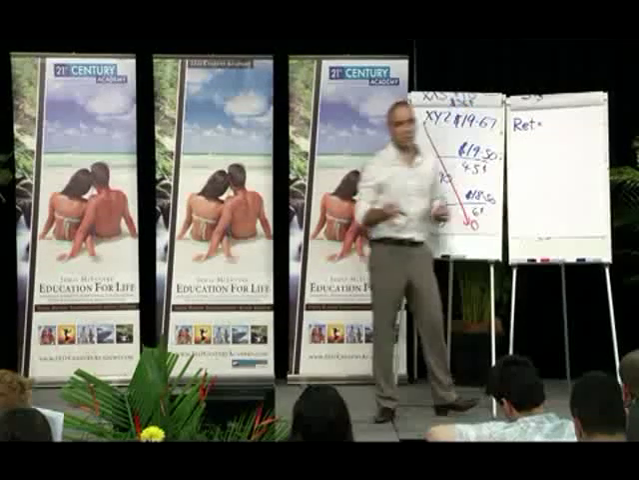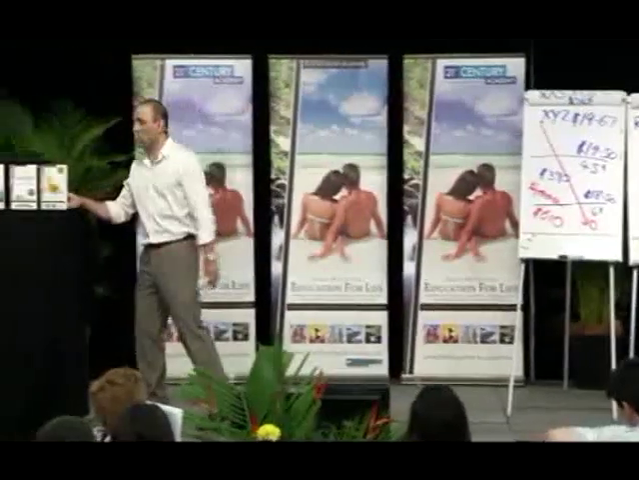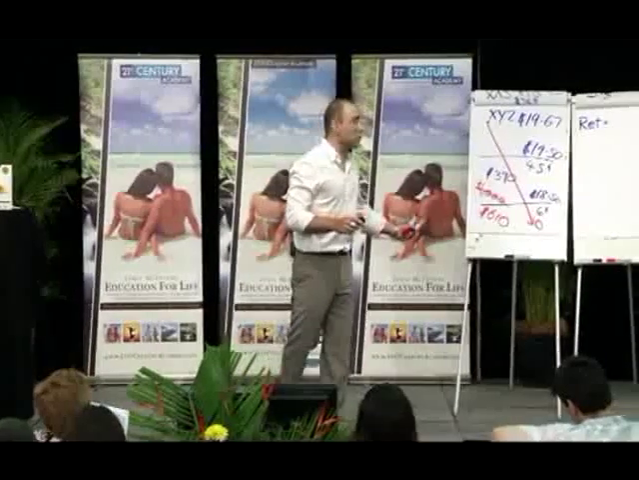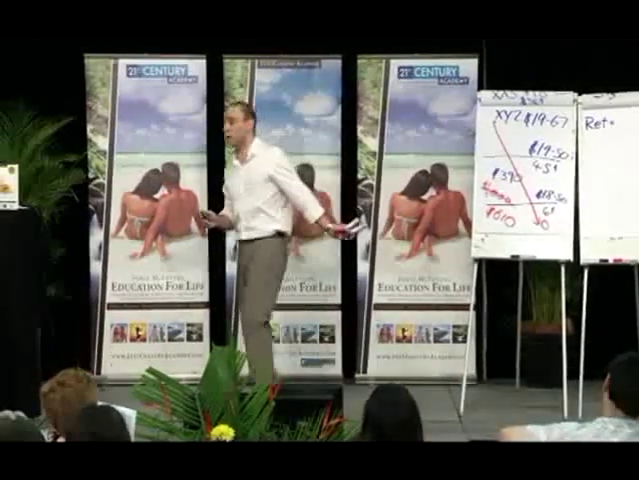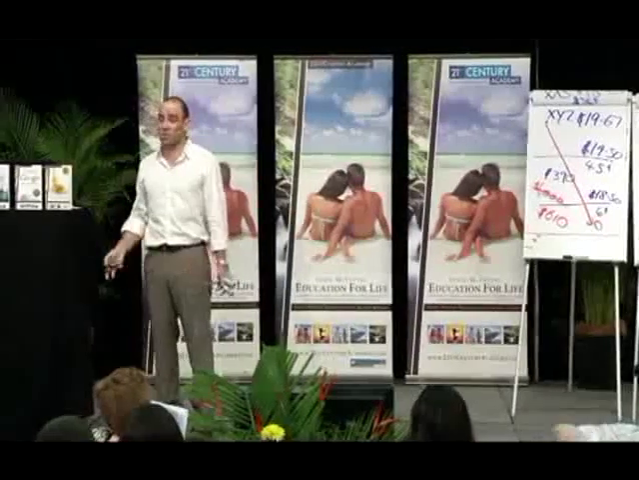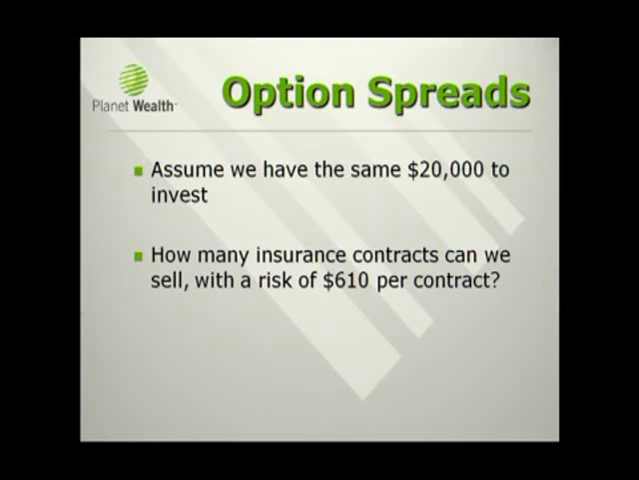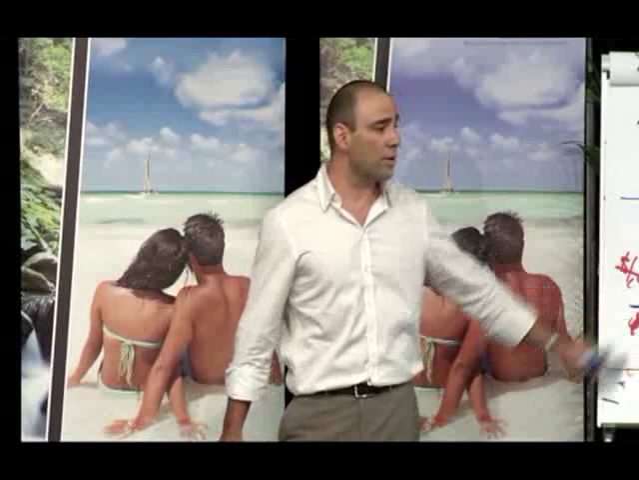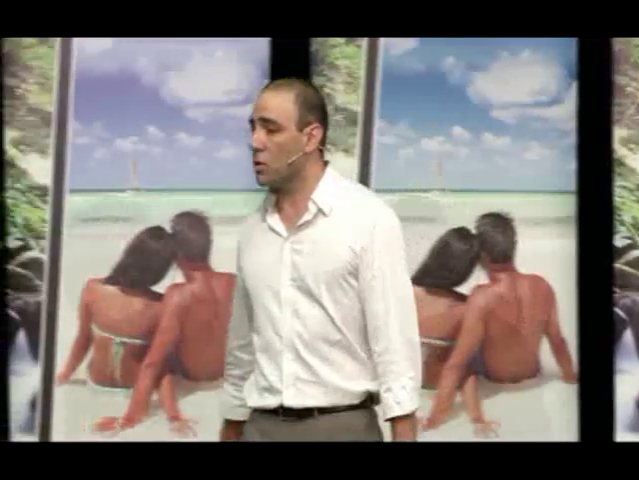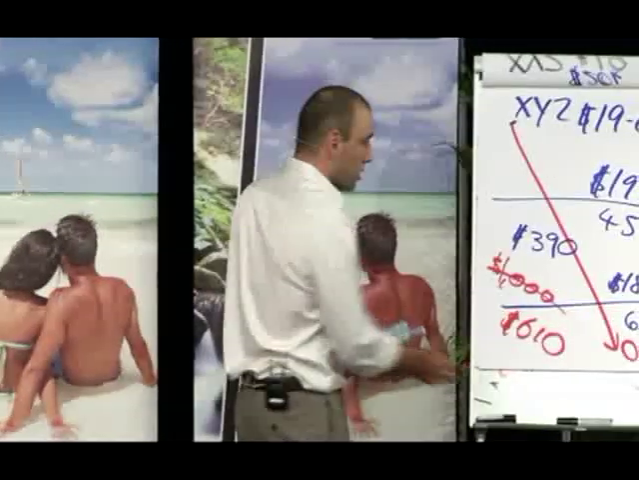What's our return? Before we do that, we had an example before where we used $20,000, right? And we sold 1,000 shares naked. So let's assume we've got the same $20,000 just so we can compare the two. If we know the most we can lose is $610, the question then is how many contracts can we sell if we've got 20 grand? If you've got a calculator, you just go 20 grand divided by 610, because that's the risk per contract, and that gives you 32 contracts. So now we can sell 32 contracts for our same risk of 20 grand.